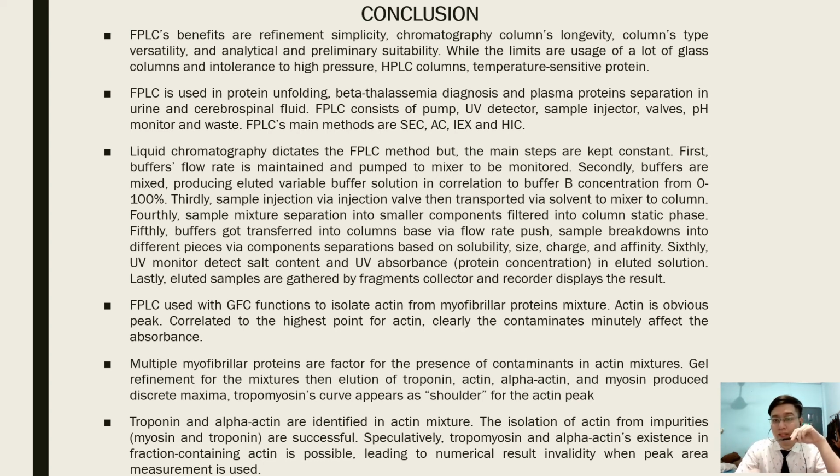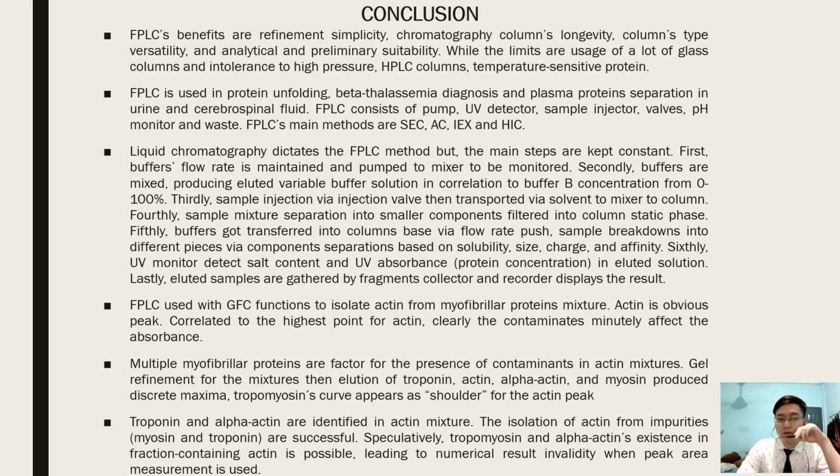And then the sample breaks down into different pieces via component separation based on solubility, size, charge, and affinity. Sixthly, the UV monitor detects salt content and UV absorbance. UV absorbance means the protein concentration in the eluted solution. Lastly, eluted samples are gathered by the fraction collector and the recorder displays the result.